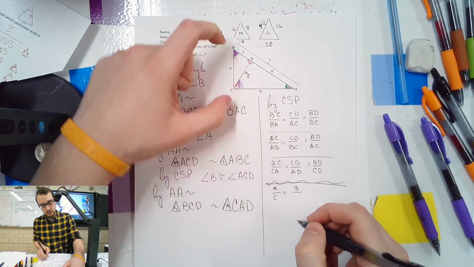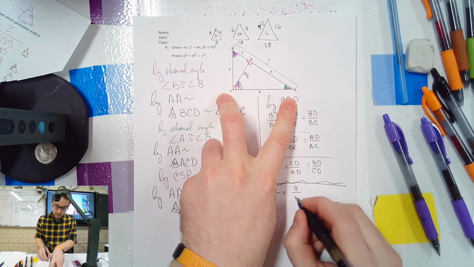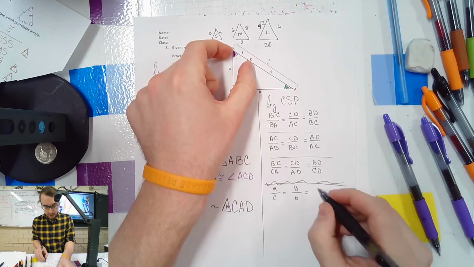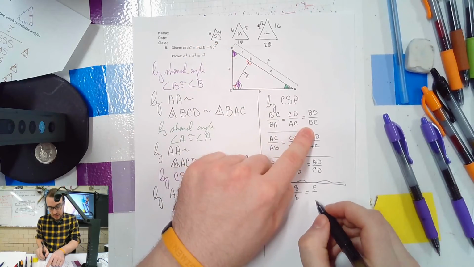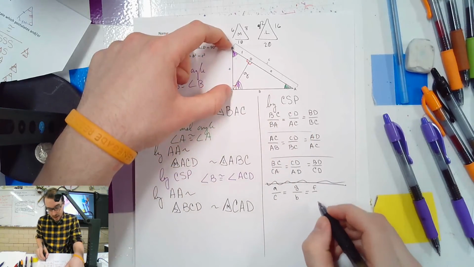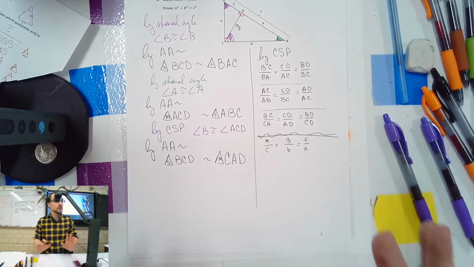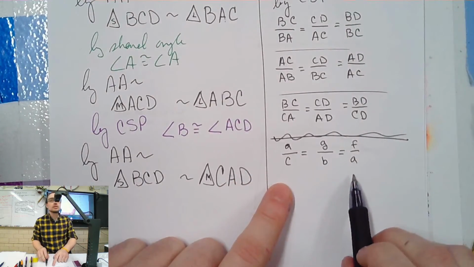AC is B. Right? You guys see how AC is B? BD is F. And then I've got BC. BC is A. Okay, pause. The rest I'll do really quickly. Okay? Do you see how I got those letters? I switched them out. What do you notice?